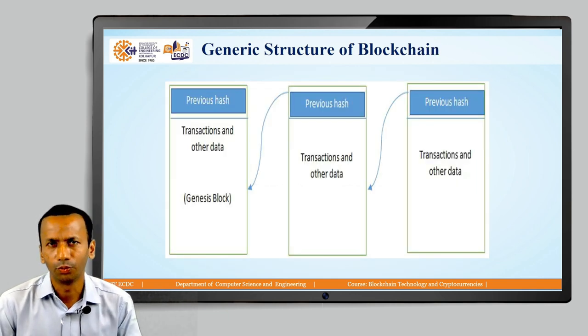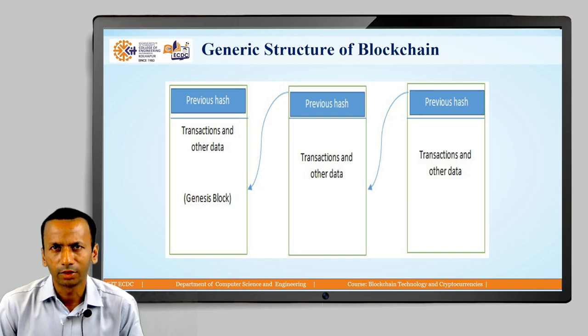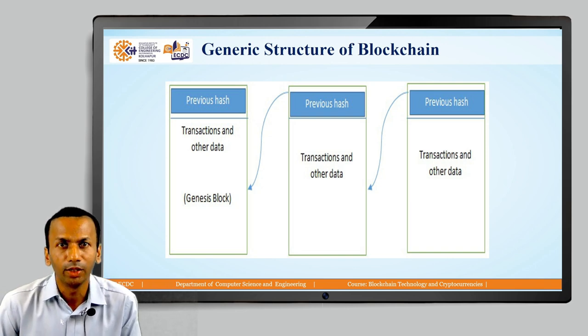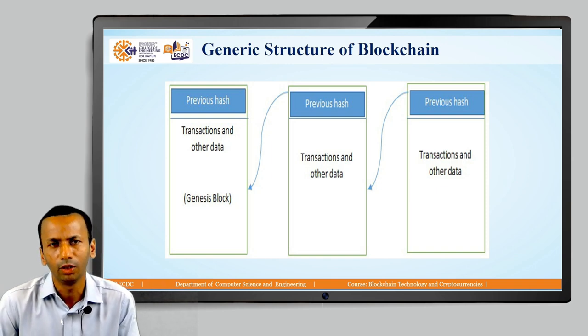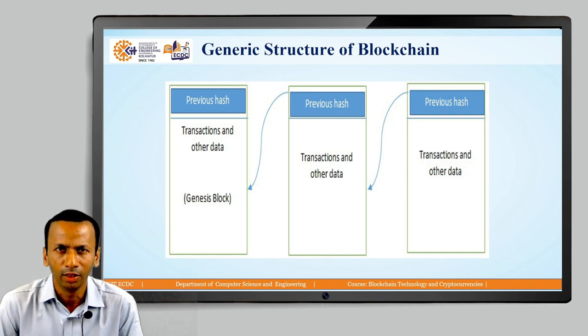Now here you can see the generic structure of the block. Let us continue with this. Here you can see the previous hash, transactions and other data. Obviously, it has a header part and a body part. Now what is written? It is the previous hash. Okay, it is a genesis block.